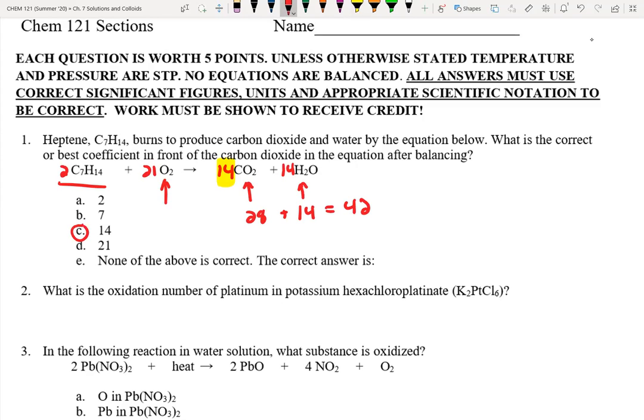Makes sense? This one was a pretty tricky balancing one, but it's good if you get stuck not to get in that panic mode. And like I said, my trick is just double your most complicated molecule, and sometimes you can figure it out that way.